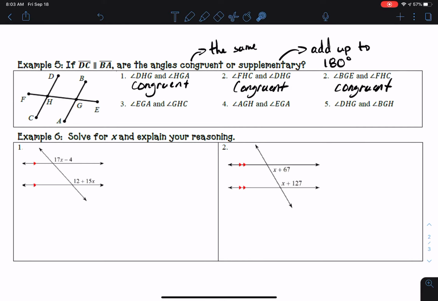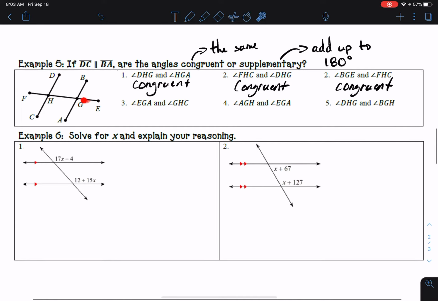All right, number 3 down here. Well, that's weird. It says 1, 2, 2, 3, 4, 5. Anyways, EGA, so that's a big angle. You see how that's bigger than this guy up here? This guy is way bigger. Okay, so we got EGA and GHC. GHC, this guy is big, and then this guy also makes a big angle. Big angle, big angle, so they are congruent.